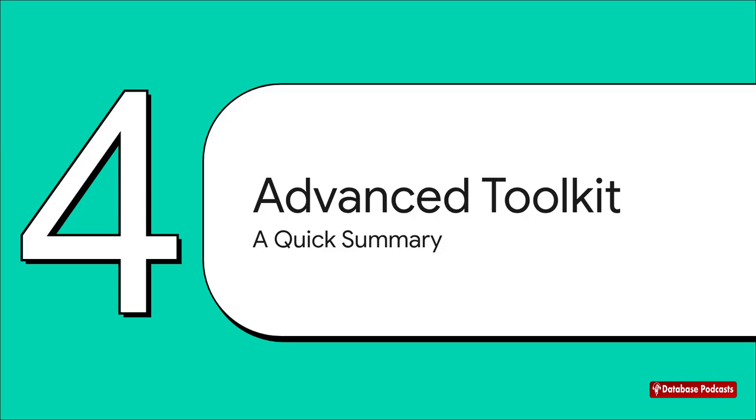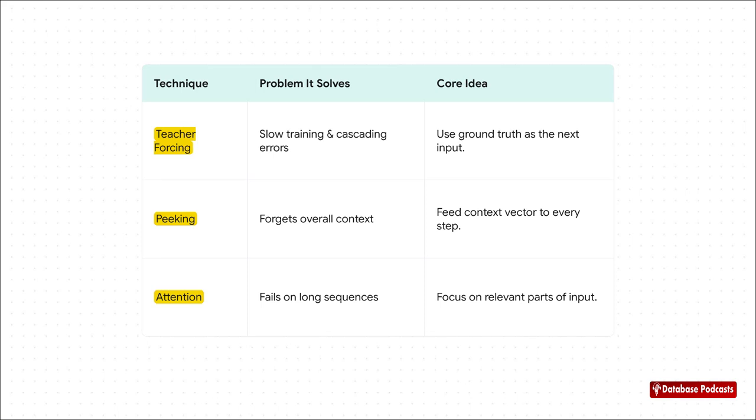All right, let's bring all this together. These 3 techniques, teacher forcing, peeking, and attention, they really form a powerful toolkit that you can use to build truly state-of-the-art sequence models. And this table just sums it all up perfectly. If you're dealing with slow training and cascading errors, use teacher forcing. If your model keeps forgetting the big picture, try peeking. And when you're taking on those really long and complex sequences, the attention mechanism is absolutely your best friend. Each one tackles a very specific bottleneck in the process.